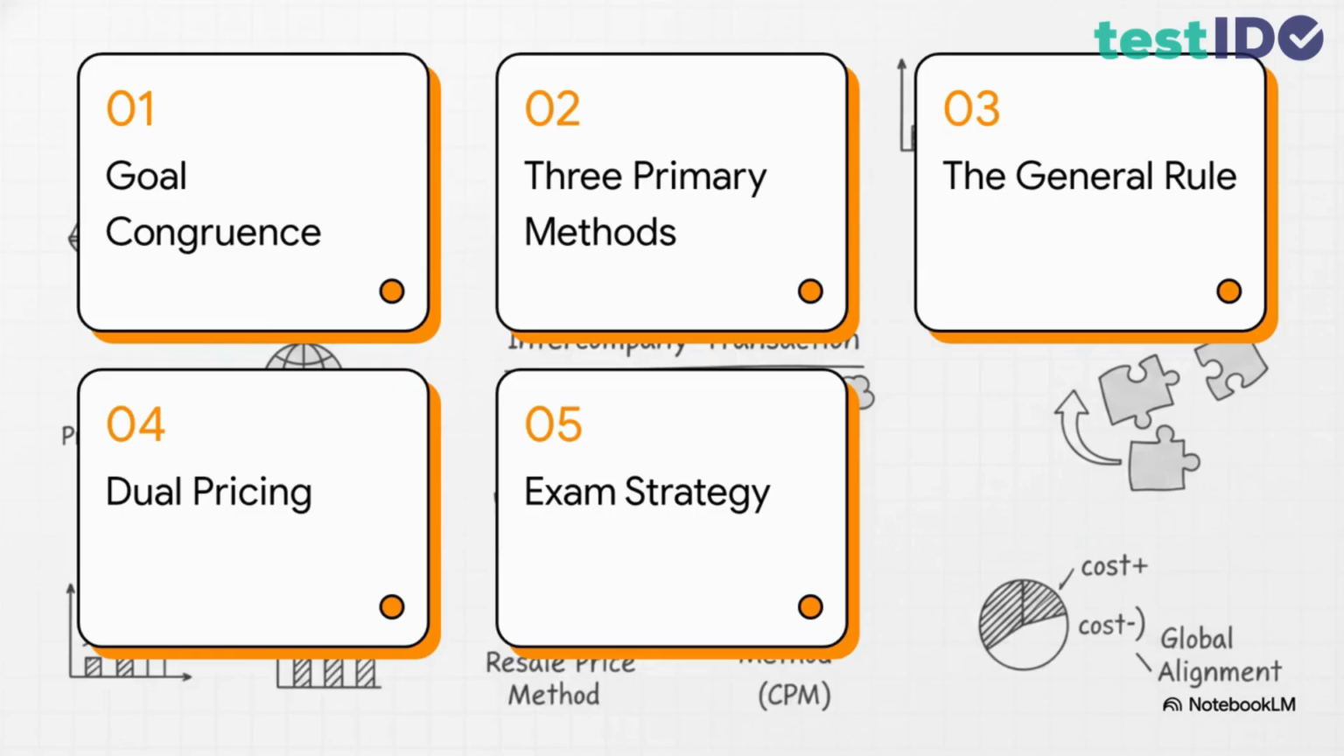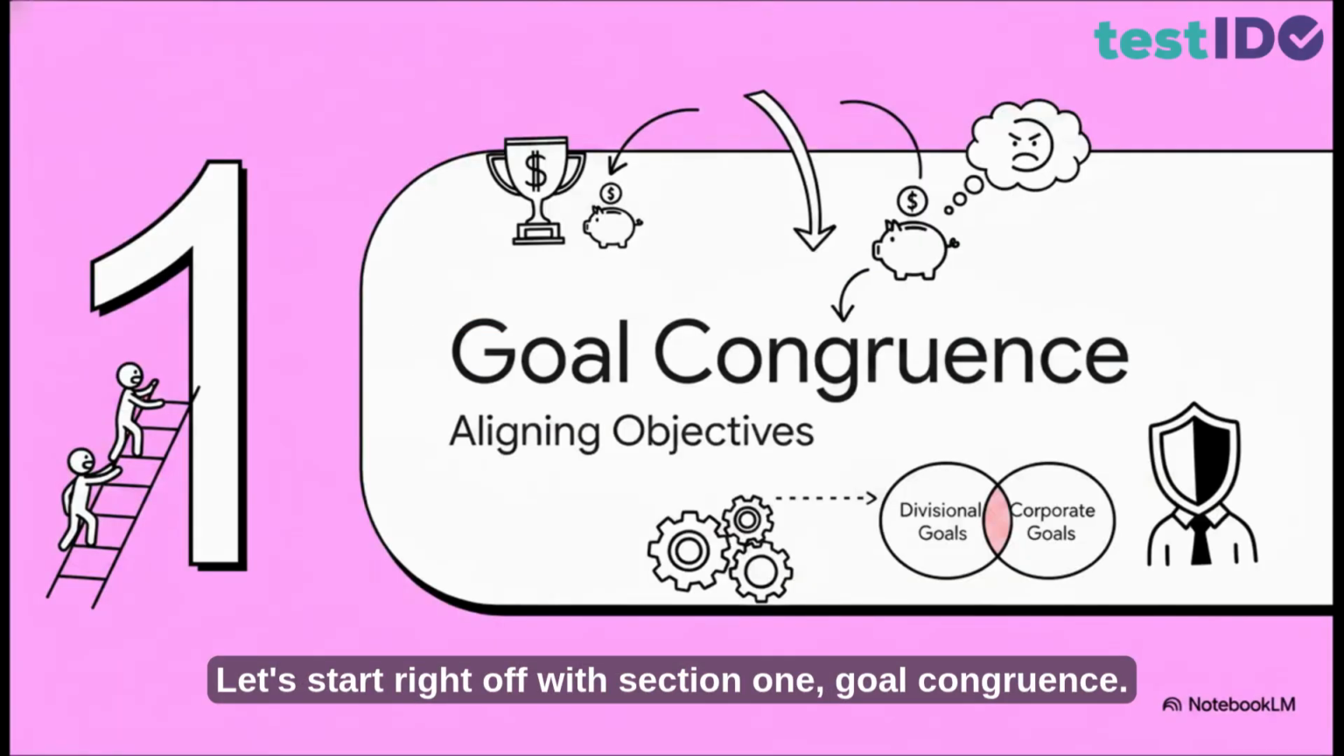1. Goal congruence. 2. The 3 primary methods. 3. The general rule. 4. Dual pricing. And 5. Exam strategy. Let's start right off with Section 1, Goal congruence.